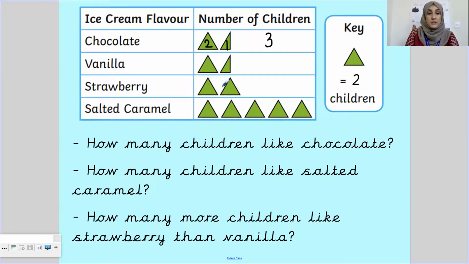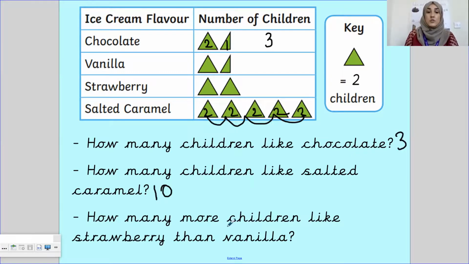Vanilla, oh, the next one is salted caramel. That's 2, that's 2, that's 2, that's 2, and that's 2. So that's 2, 4, 6, 8, 10. So 10 children like salted caramel, 3 like vanilla, chocolate, sorry.